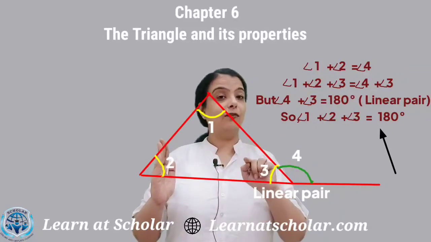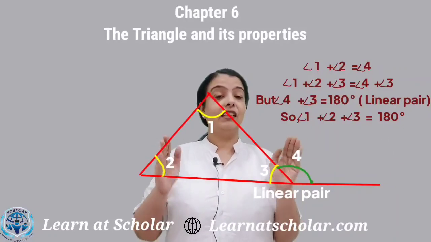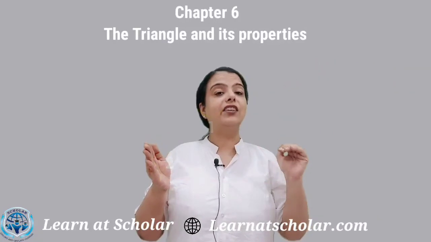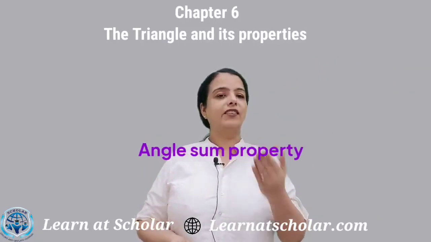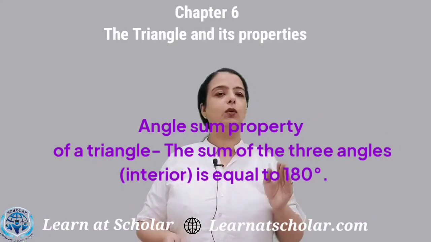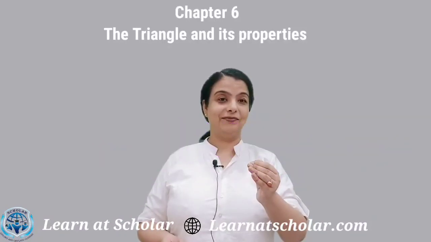So angle 1 plus angle 2 plus angle 3 is equal to 180 degree. These angle 1, angle 2 and angle 3, all three are interior angles. So we can say that the sum of the interior angles of a triangle is equal to 180 degree. This is the angle sum property of the triangle.